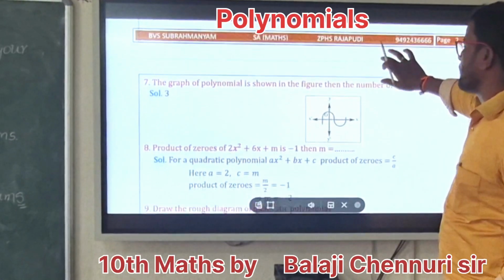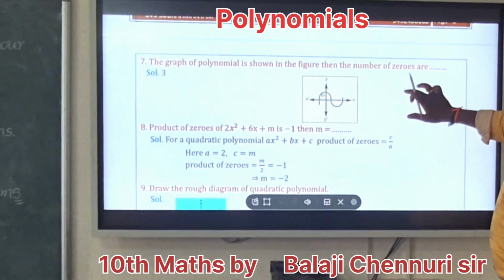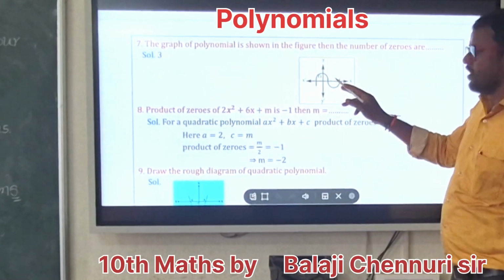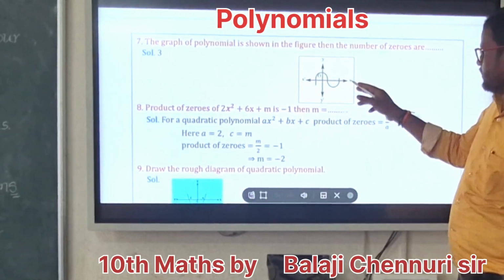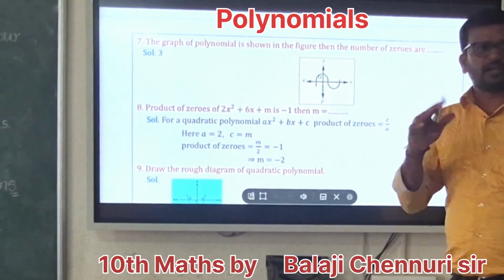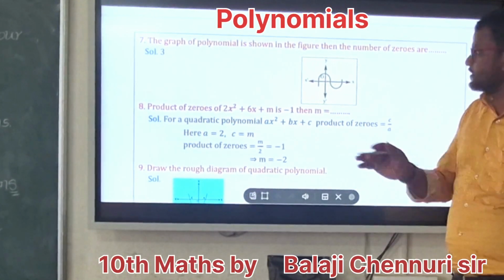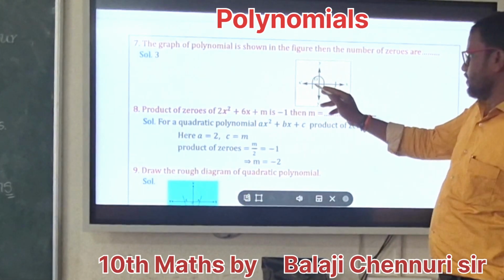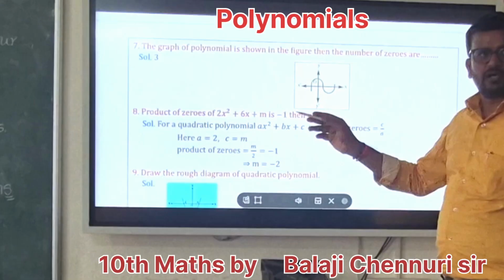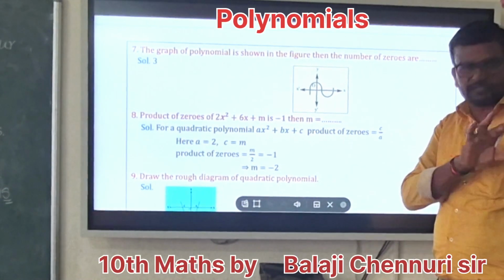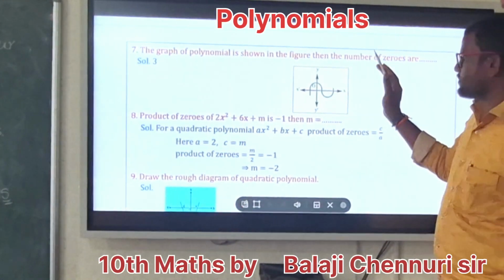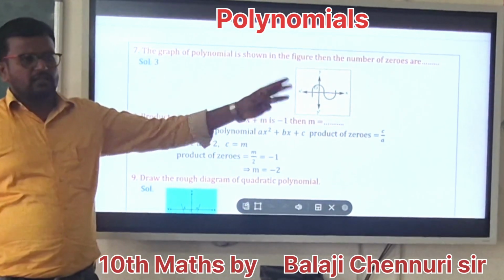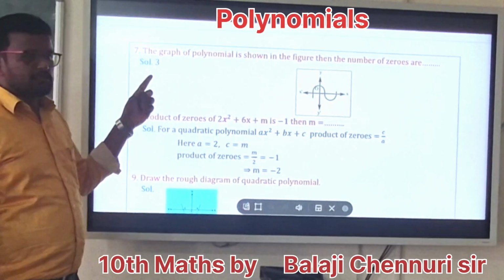Next one, the graph of a polynomial is shown in the figure, then the number of zeros are, how many zeros are there? How many times has the x-axis been cut by the curve? That represents the number of zeros of the given polynomial. Okay, how many? 1, 2, 3. At 3 different places, it has been cut. Therefore the number of zeros of this graph is 3. Only 3. Answer is 3.